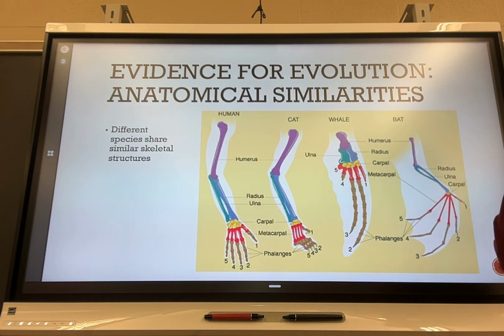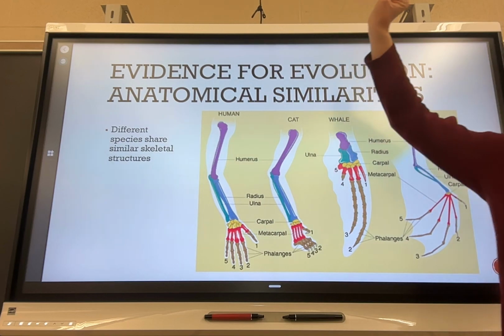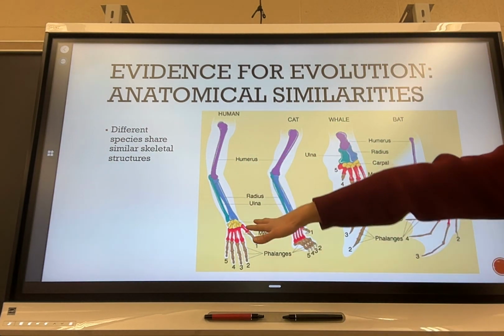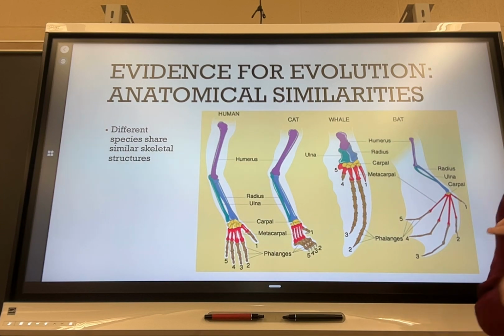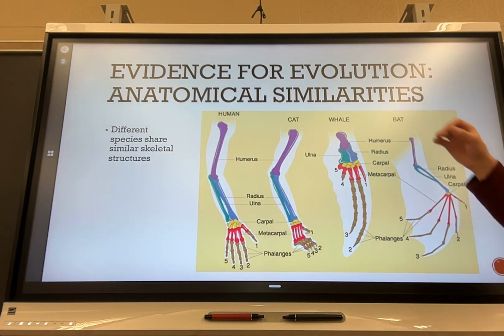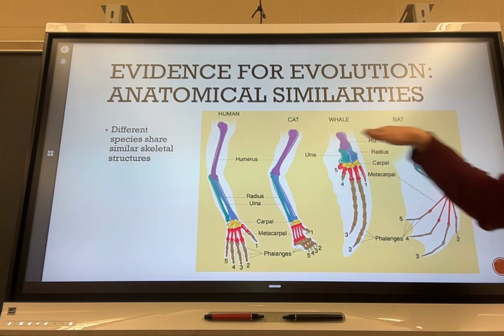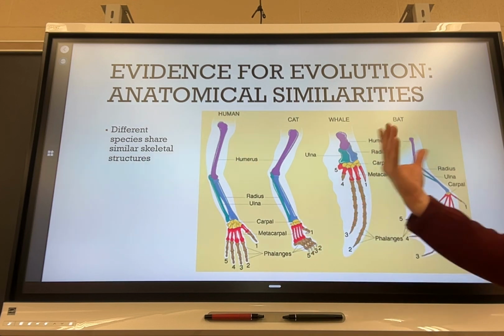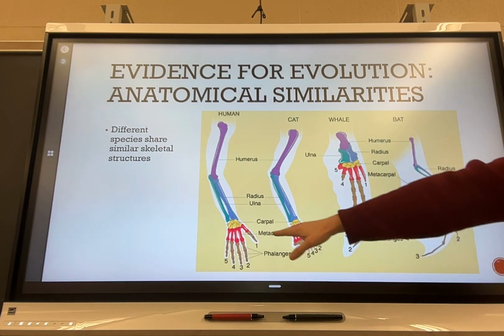The third one, anatomical similarities. There are a lot of anatomical similarities that we've found, but this is about similarities in skeletal structure. Different species have similar skeletal structures. For example, we have humans, cats, whales, and bats over here. Each one, despite having different lineages, or being different species, has a humerus, ulna, carpals, metacarpals, and phalanges, and they all have 5 digits. They all have 5 fingers.